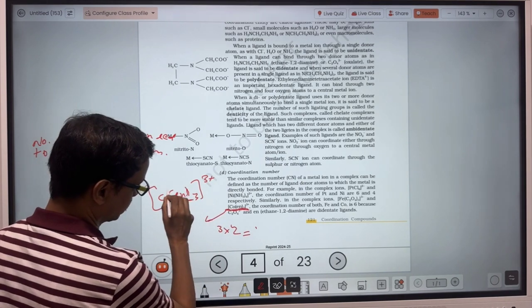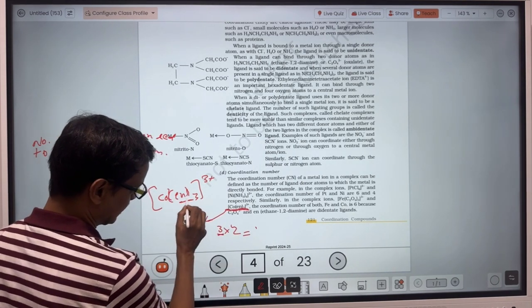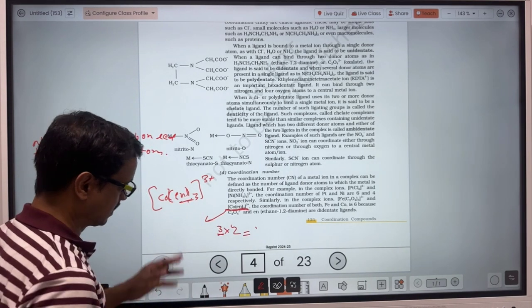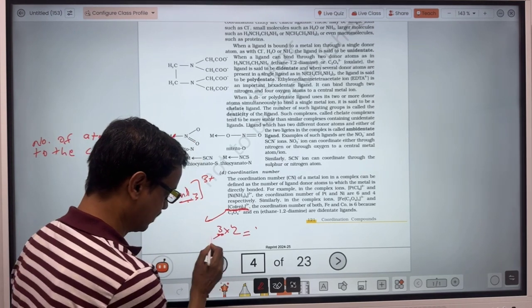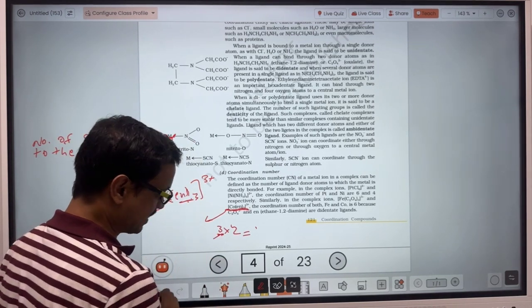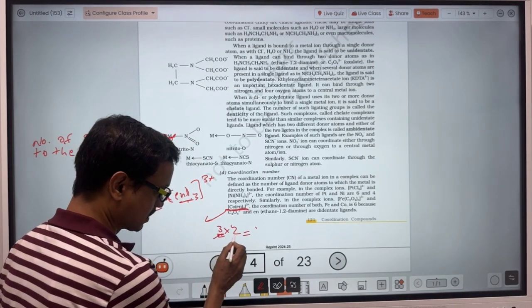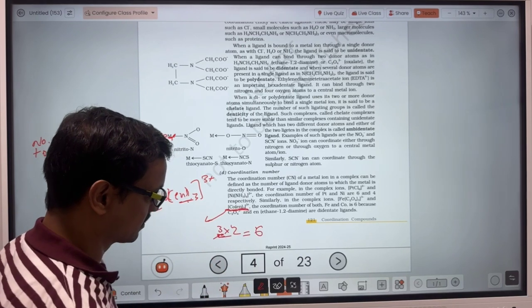This 3 is due to this one, because the number of ethane-1,2-diamine ligands is 3 and the denticity of ethane-1,2-diamine is 2. So that's why the coordination number will be 3 into 2, that is 6.